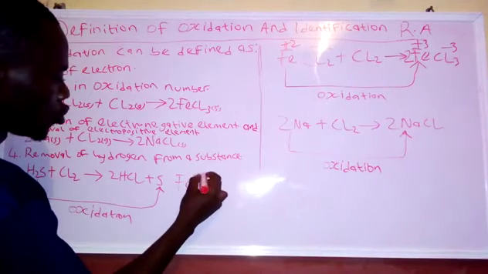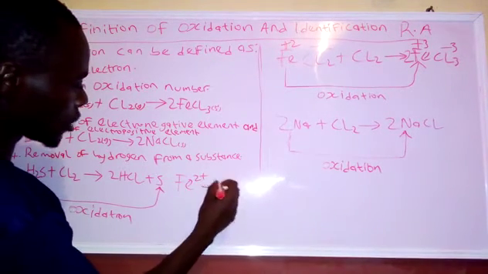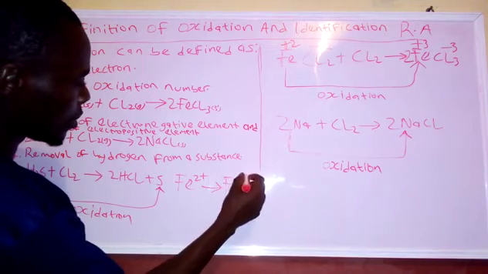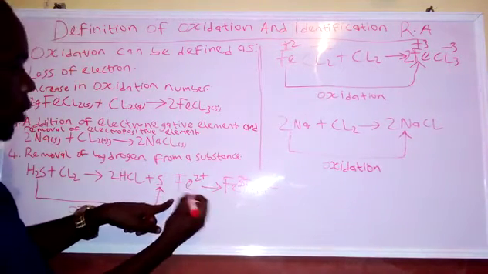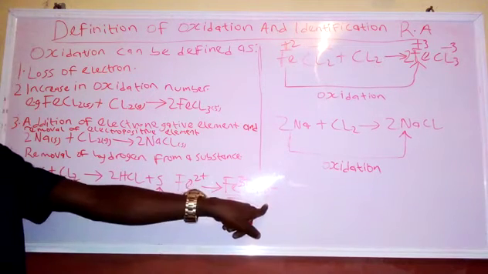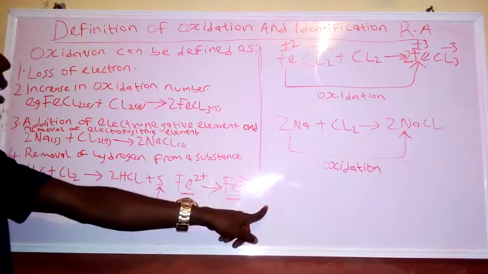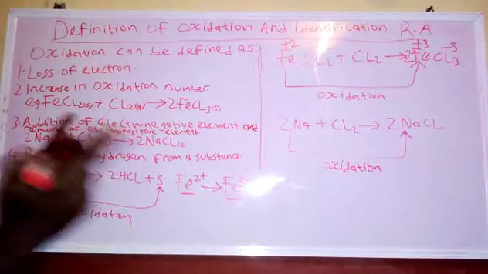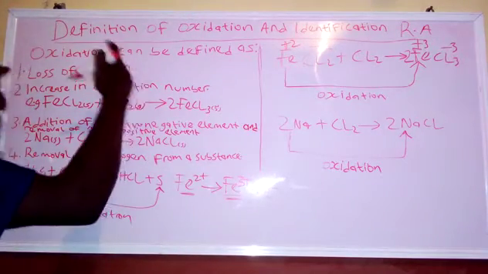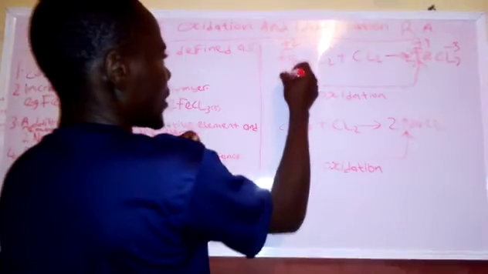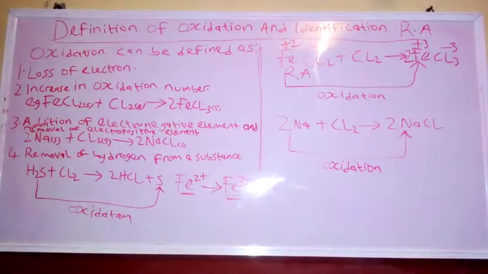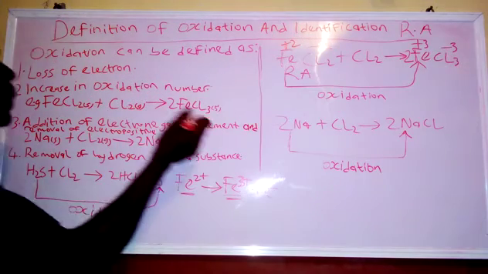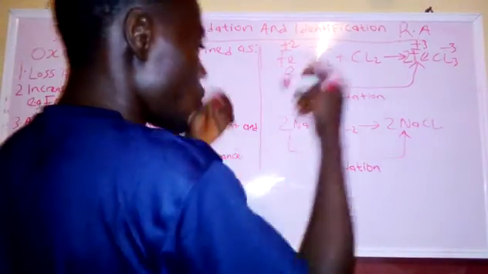Fe2+ lost an electron. Now look, Fe3+ plus e-. Can you see, Fe2+ turns to Fe3+ by losing an electron. Now anyone that loses an electron is the reducing agent. For example, this is the definition of a reducing agent. So in this case the iron is our reducing agent. Let's go further. In our definition, what is a reducing agent again?